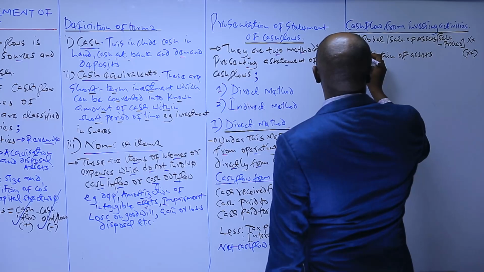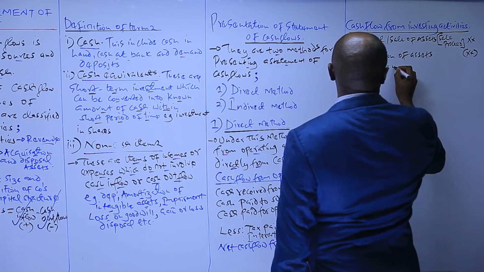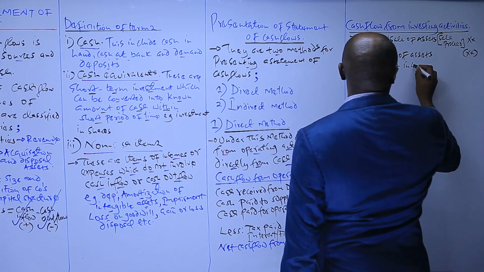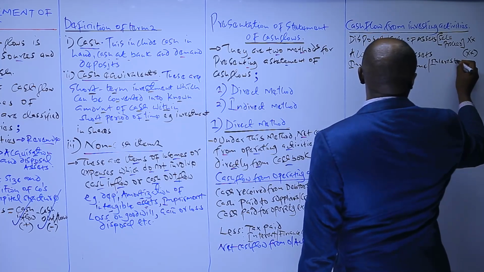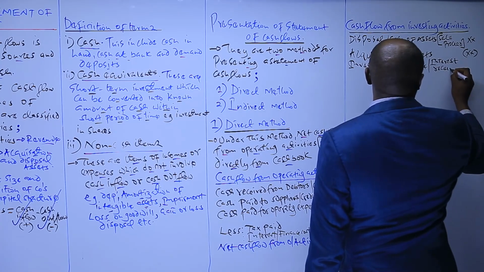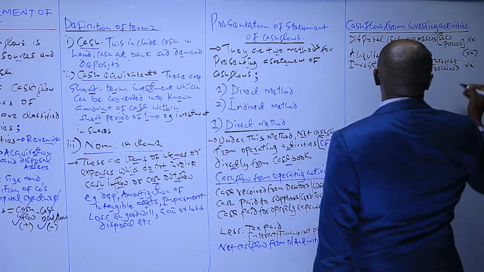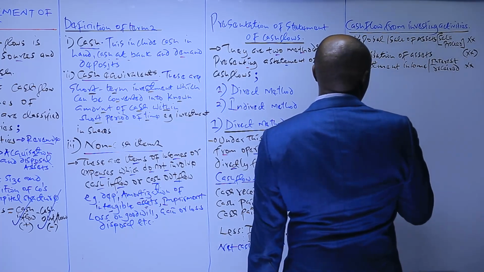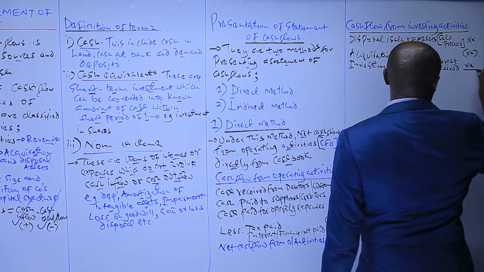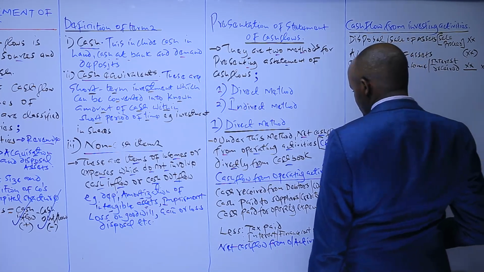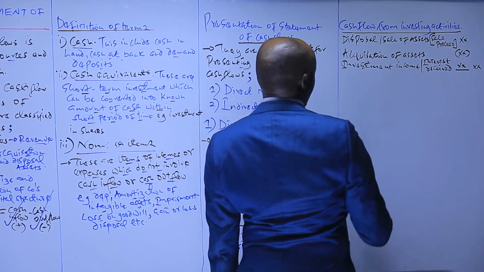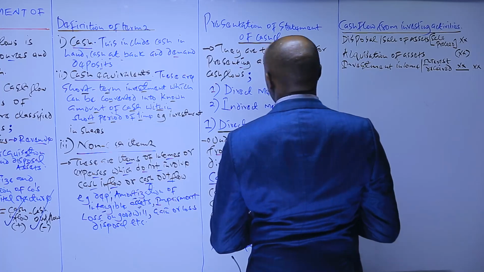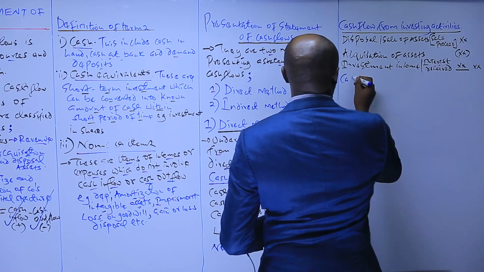And then what we also consider here is any investment income received. In some questions, you can be given this as interest received. Interest received is a form of investment income. Basically, we get the total amount. We take it to the last column. Remember here, we should have two columns.